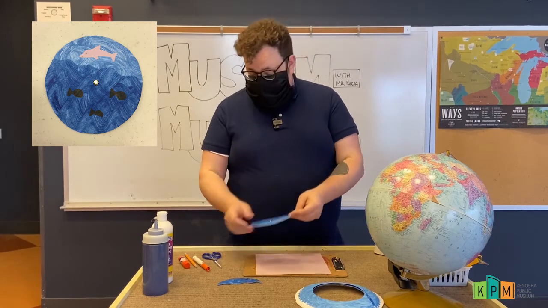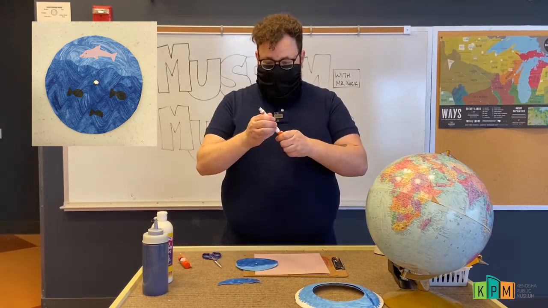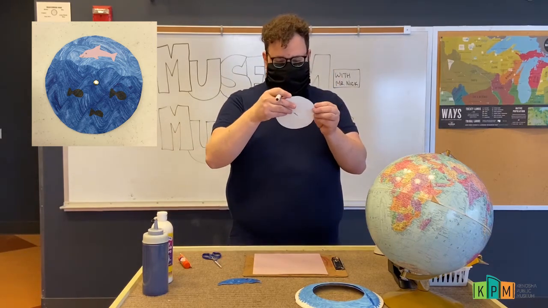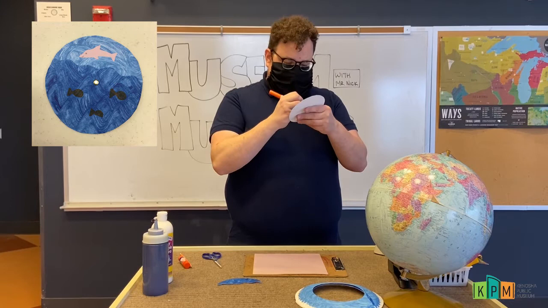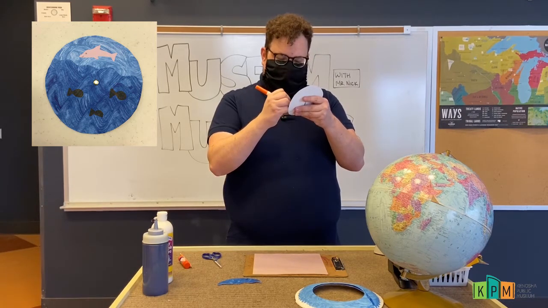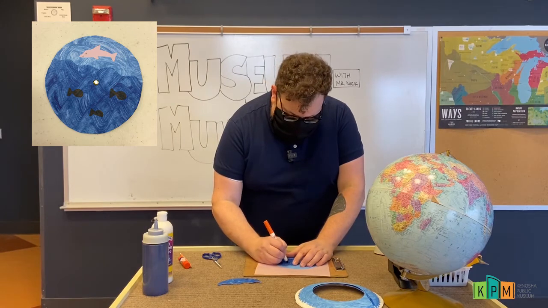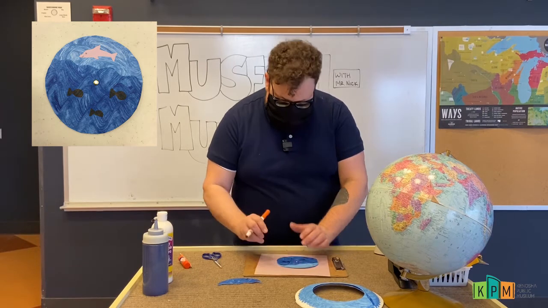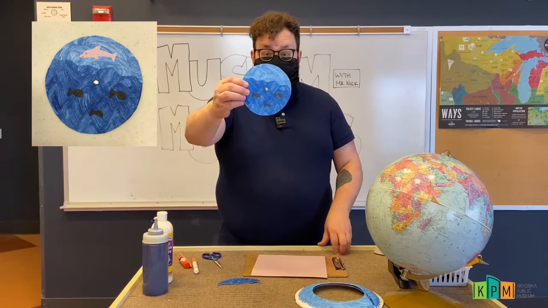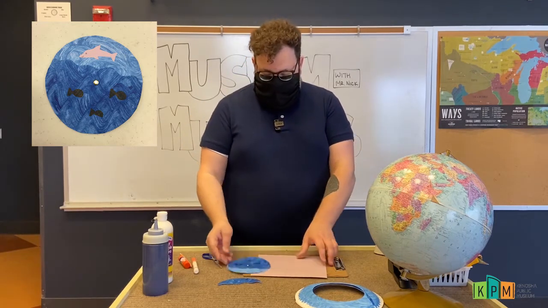There we go. I can take my orange marker and I can draw some fish in the water. Some nice big orangey fish. Let's do one more orangey fish. There we go. So now I've got my fish down there in the water.